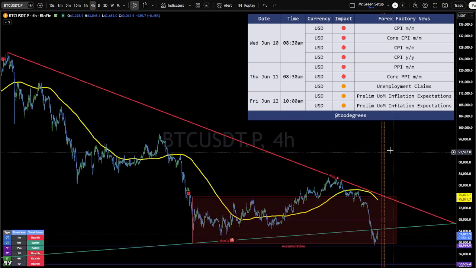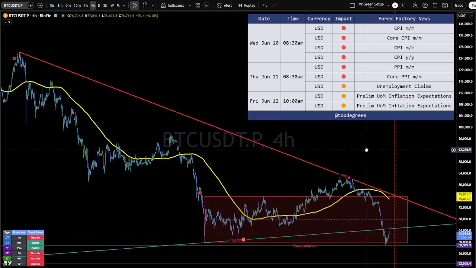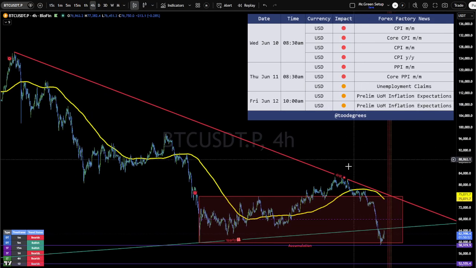But one thing to note, of course, we have these vertical lines here, which indicate the news that's going to be coming out soon. The news coming out is going to be CPI, PPI, and inflation expectations as well. These will definitely affect the market starting Wednesday to Friday, and we'll see how it responds.